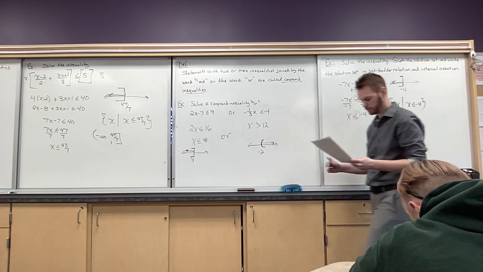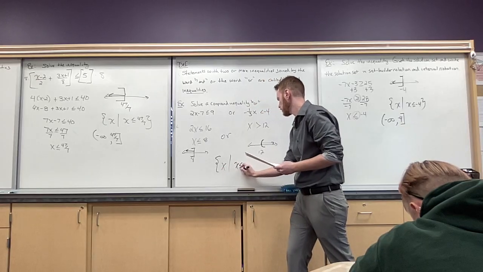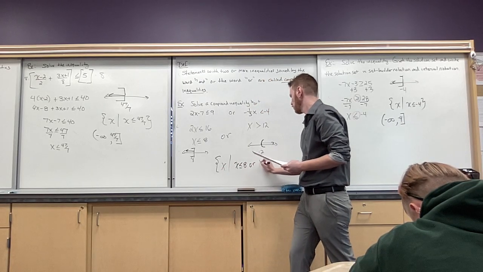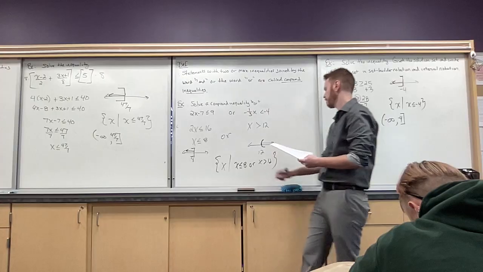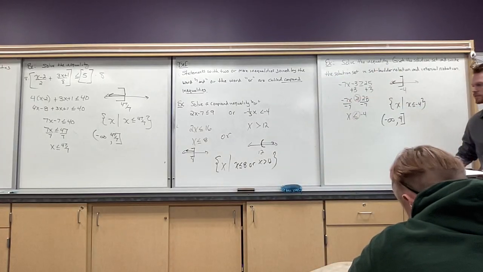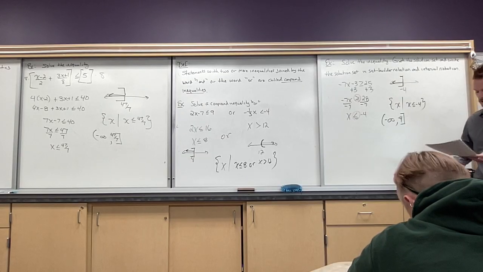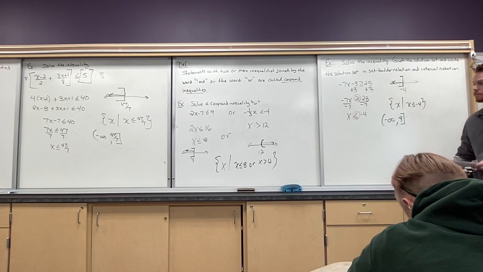Now, set builder. All x values such that x is less than or equal to 8, or x is greater than 12. That one's easy, you're just kind of rewriting it, just putting it in the parentheses there. Now, interval notation, okay, that's gonna look a little different.